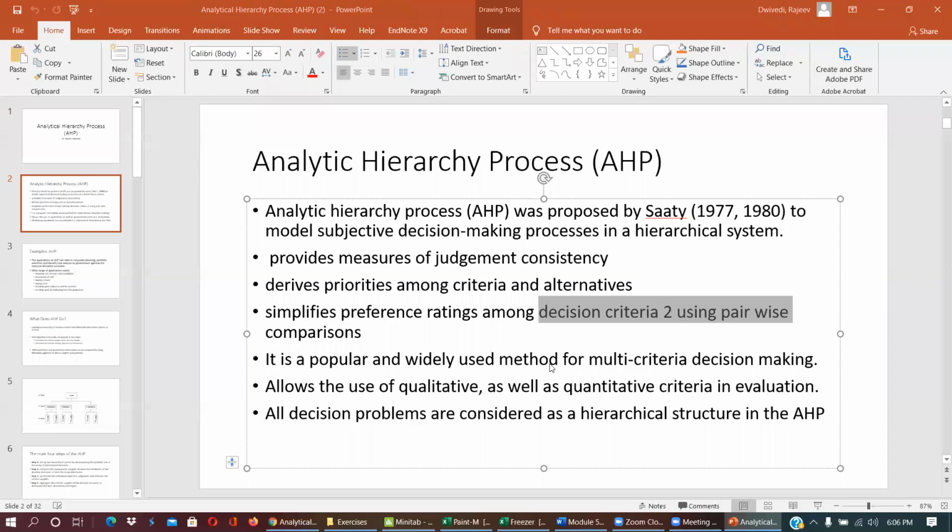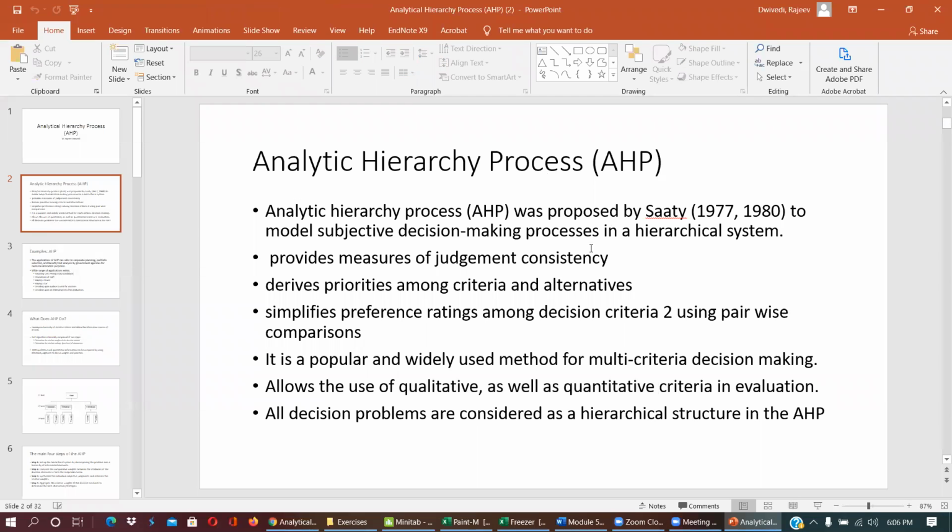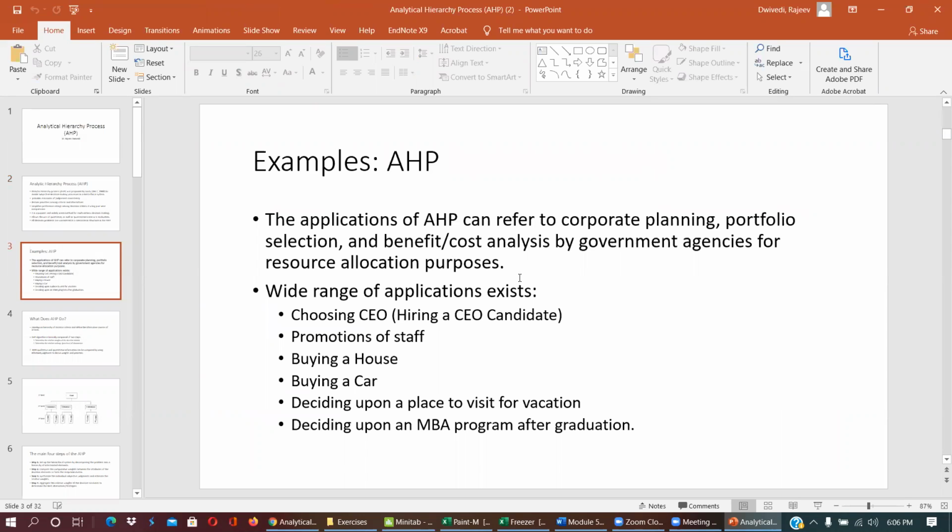It is a popular and widely used method for multi-criteria decision making, and allows the use of qualitative and quantitative criteria for evaluation. So this method has both qualitative as well as quantitative approaches in evaluations. All problems are considered hierarchical in structure in AHP. Some examples can refer to corporate planning, portfolio selection, benefit cost analysis.